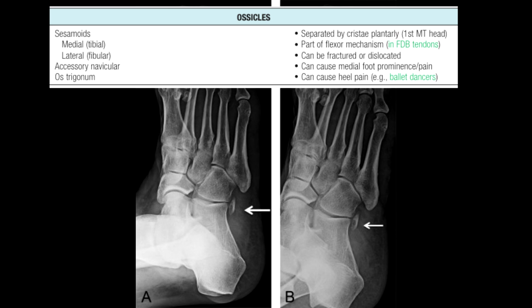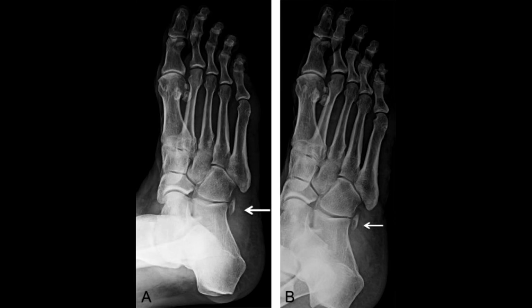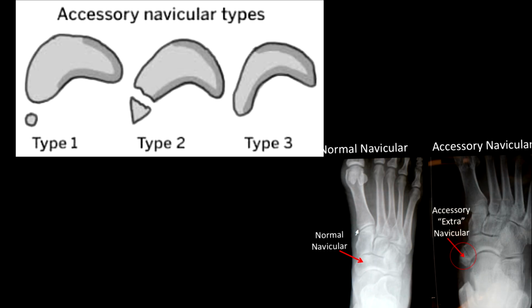The os peroneum, located within the peroneus longus tendon as it courses around the cuboid, can also become fractured or symptomatic, mimicking lateral foot pain syndromes. Even the accessory navicular, located medially near the navicular tuberosity, can be problematic, as it increases the prominence of the medial foot and predisposes patients to posterior tibial tendon dysfunction.